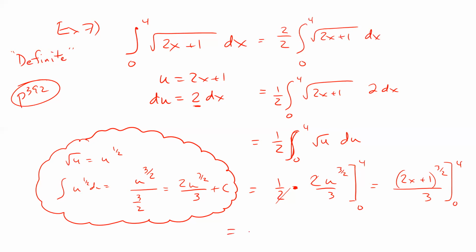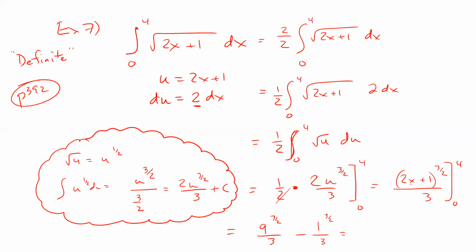Cool, all yours to put it in here. And let's see, 4 goes in there, that's 9. 9 to the 3/2 divided by 3 minus, 0 plugs in there, but that's still a 1, right? 0 plugs into here, that's still 1 to the 3/2, divided by 3. Ask me questions and follow along, right? So we plugged the 4 into here. 4 times 2 is 8, plus 1 more is 9.